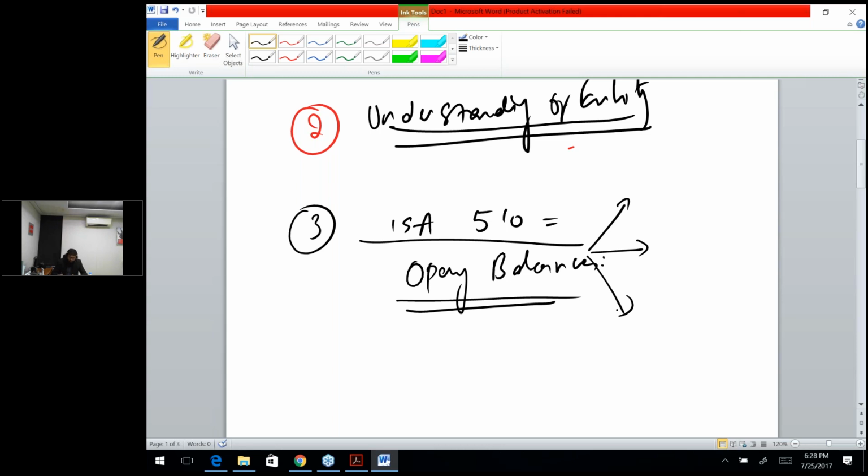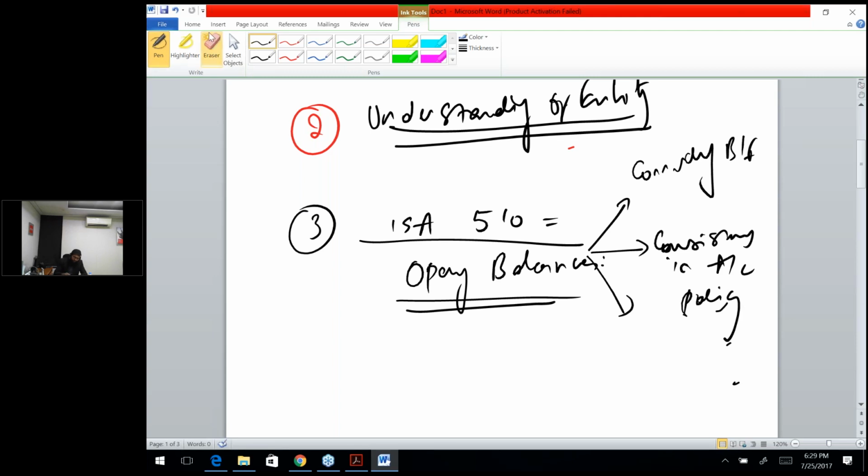And what are those three things? The number one thing is that the opening balances are correctly brought forward, and there is a consistency in accounting policy. So these are the two major things that you need to consider whenever you are considering the opening balances: the consistency in accounting policy, and that the opening balances are correctly brought forward. That is also one of the things that you need to consider.